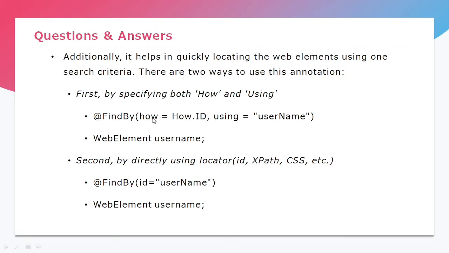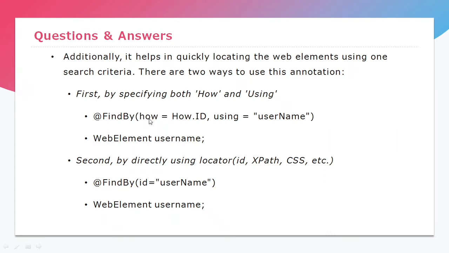So how means in which locator we are using, that is the how.id locator we are using, and what is the value of that, that is the username, and the web element name is the username. Here we are declaring web element username. And another way is without using the how, that is by directly using the locator id, xpath, css, etc. So here we can see @FindBy(id = "username"). Here we are directly providing id equal to username.